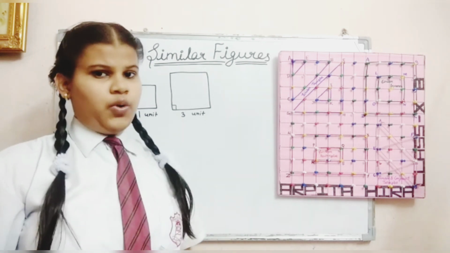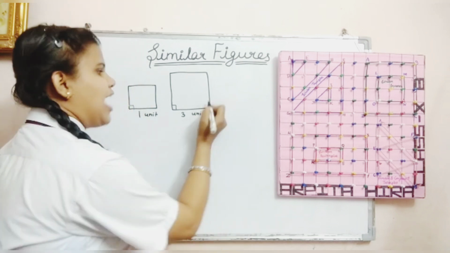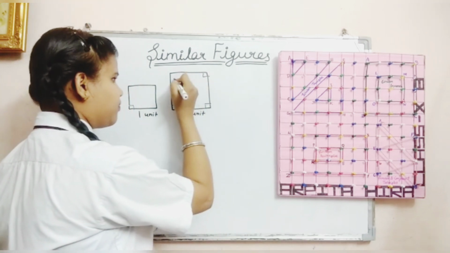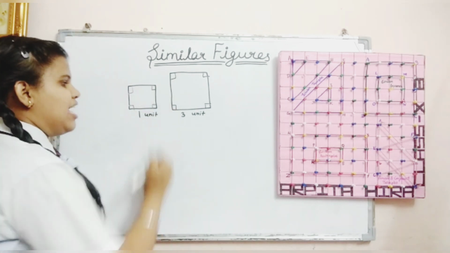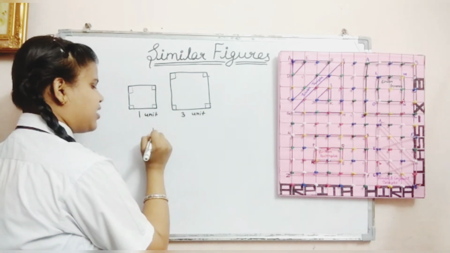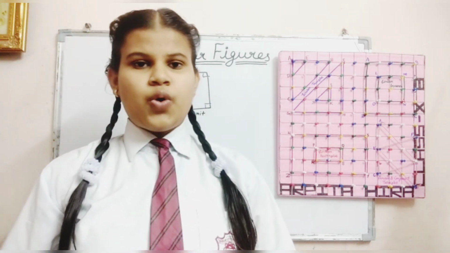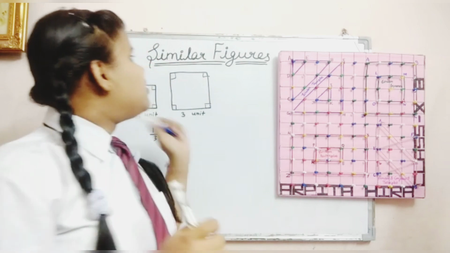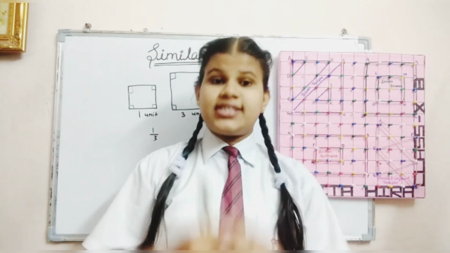So we all know that all the squares have 90-degree angles. So the angles here are equal and the sides are proportional. This side by this side is 1/3 and same with all the other sides. So we can define similar figures simply as figures in which all the corresponding angles are equal and their corresponding sides must be proportional.